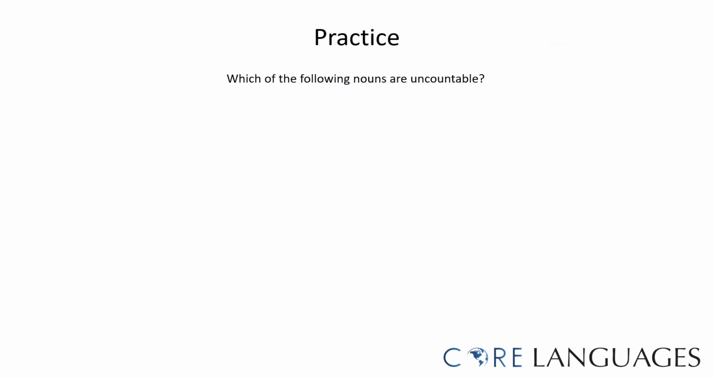Here is a list of nouns. Try to figure out whether they are countable or uncountable. If they are uncountable, try to come up with a way that we can measure them. For example, tea. Tea is uncountable. We could say a cup of tea. Popcorn. Popcorn is uncountable, but we could say a kernel of popcorn or a bag of popcorn.